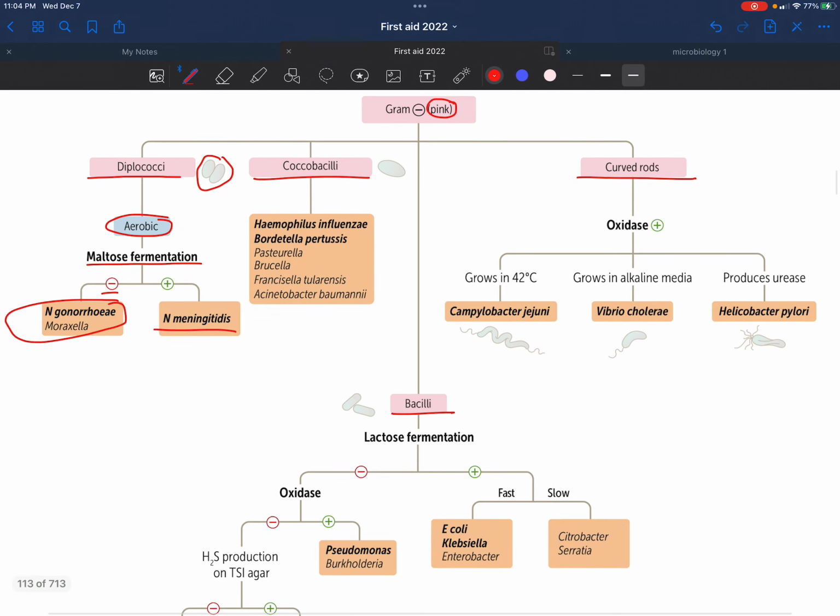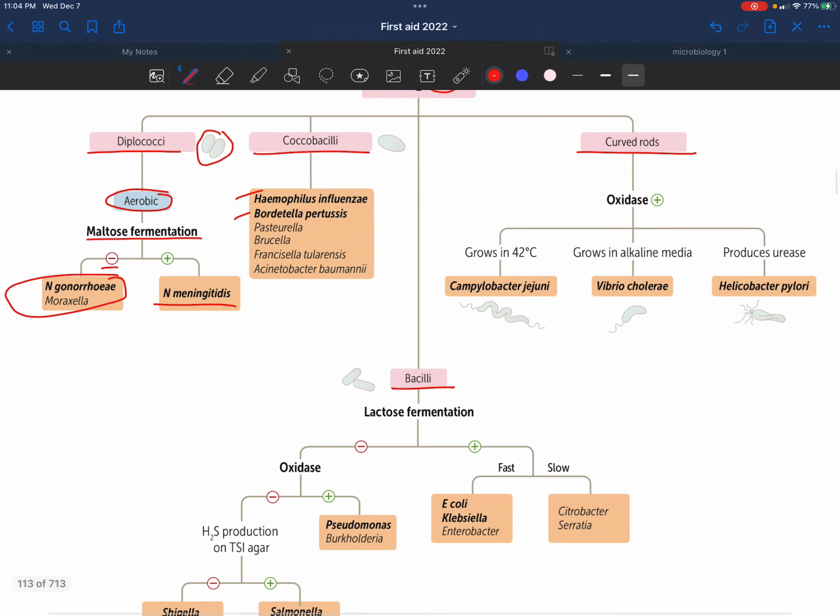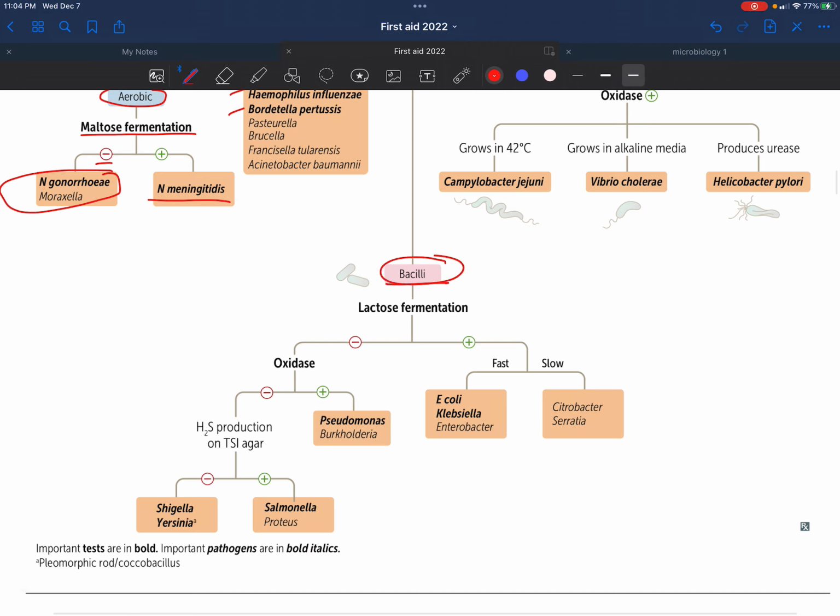So for coccobacilli, nothing is specific over here, but it will mention the specific stuff by time, just like Haemophilus influenzae and Bordetella pertussis. Then there's the bacilli. Based on their lactose fermentation ability, they could be positive, which means they can ferment lactose. If it's fast, then they could be like E. coli, Klebsiella, and Enterobacter, while if it's slow, then it's these two.